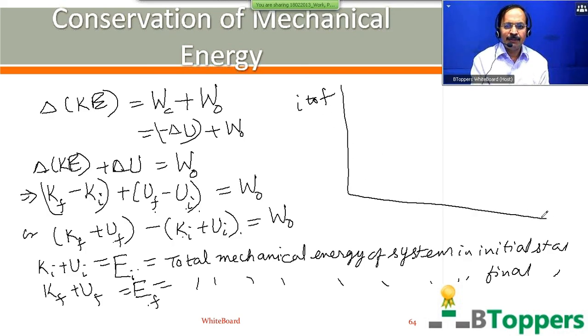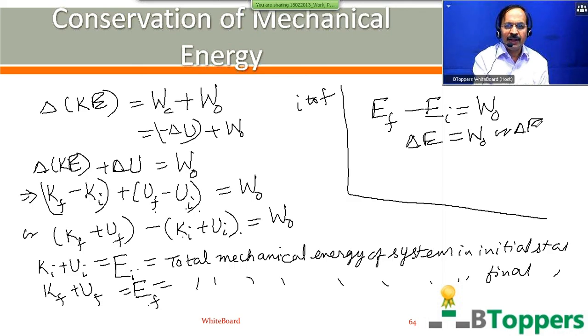Therefore, you can write when the system passes from one state to another state, total mechanical energy in the final state minus total mechanical energy in the initial state is equal to work done by the other forces which are not conservative. Or change in the total mechanical energy of the system is equal to work done by other forces which are not conservative, or work done by non-conservative forces.